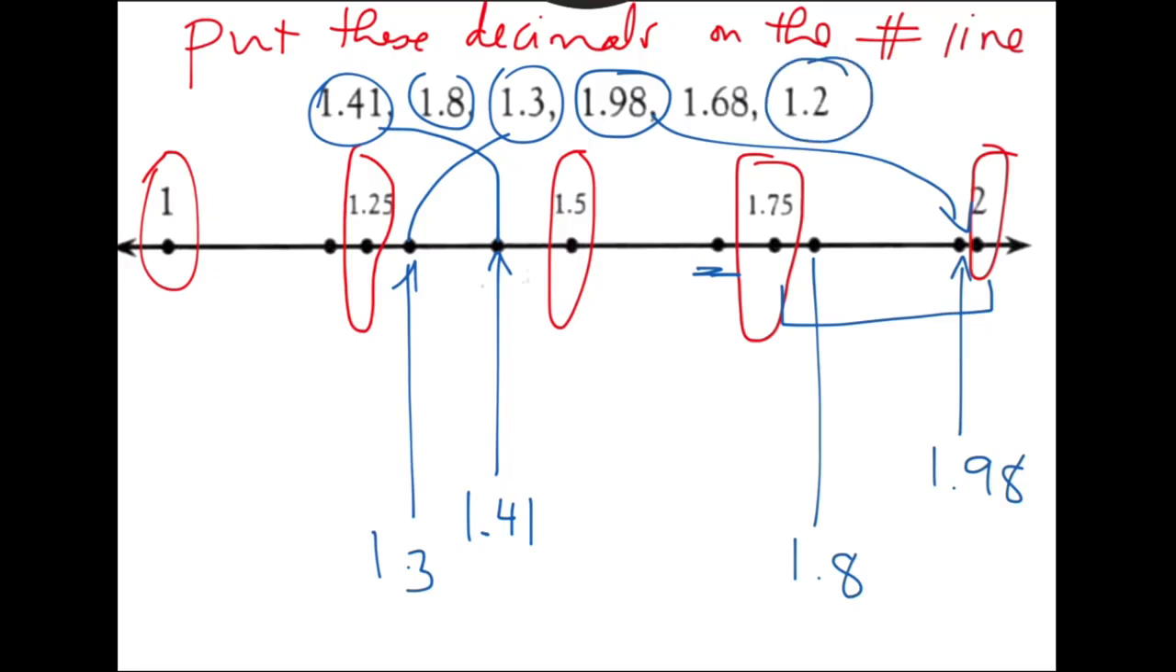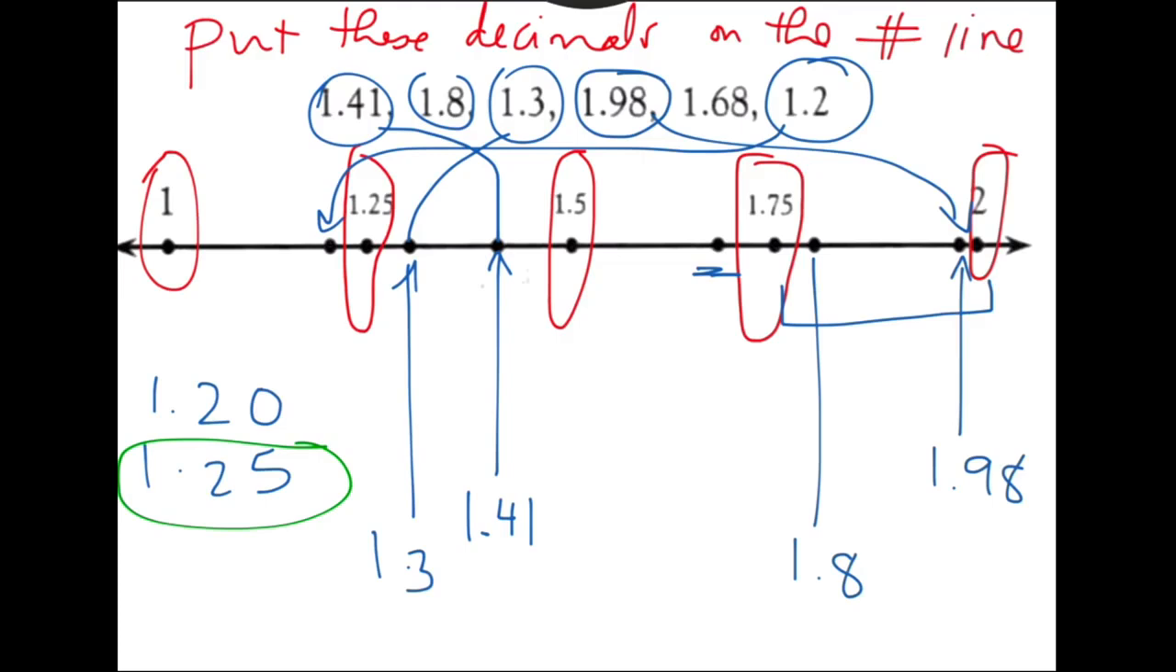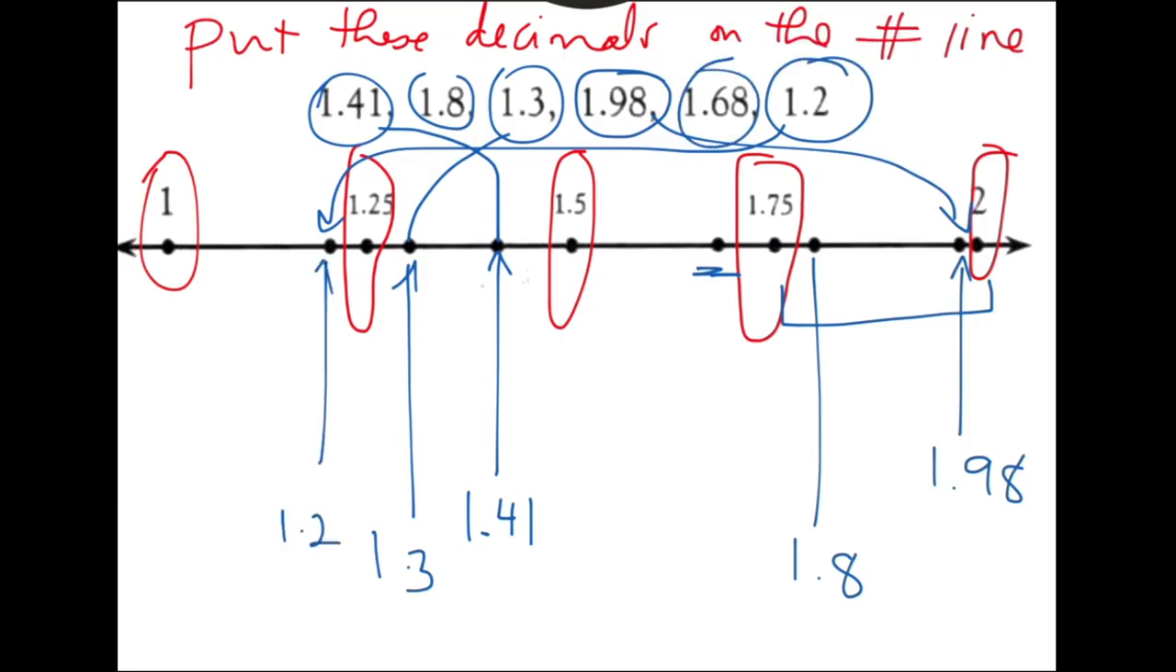Now I have 1.2. 1.2 has to be before 1.25. Can you see that? 1.2, 1.25. This works because this right here is the same thing as 1.20, and 20 is less than 25. So 1.2 comes here. Now I have 1.68, which has to be greater than 1.5, and I'm right here. That's the last spot, 1.68.